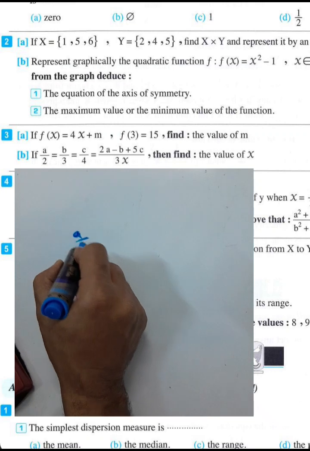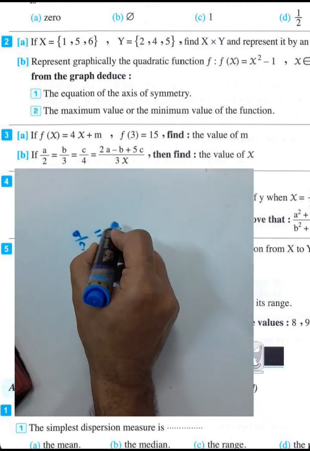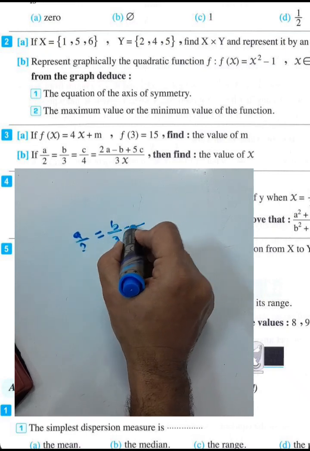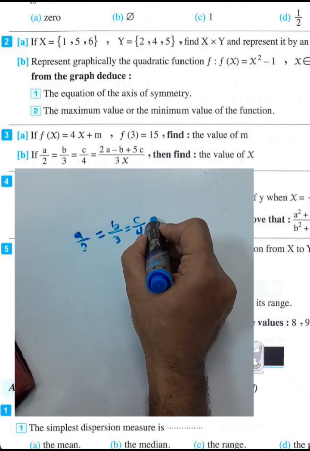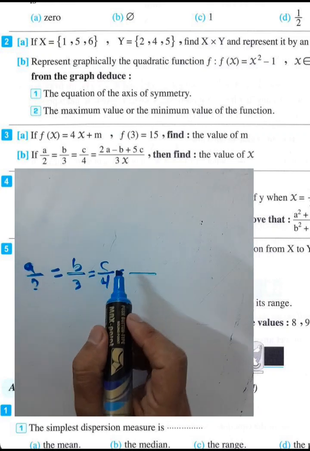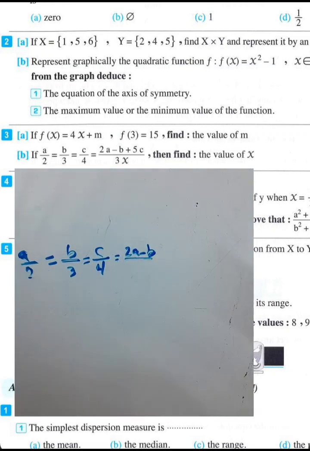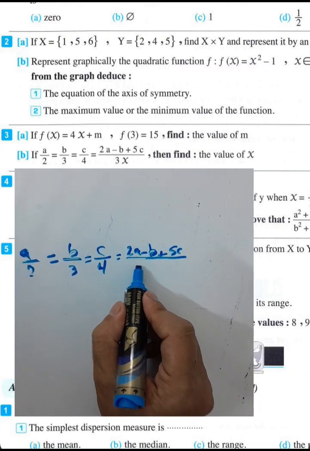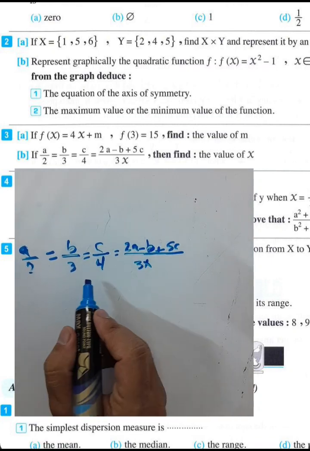If a over 2 equal b over 3 equal c over 4 equal twice a minus b plus 5c over 3x, you want to find the value of x.